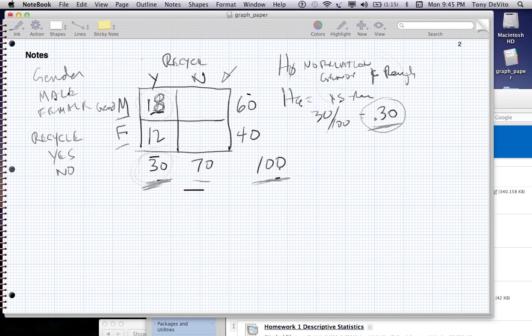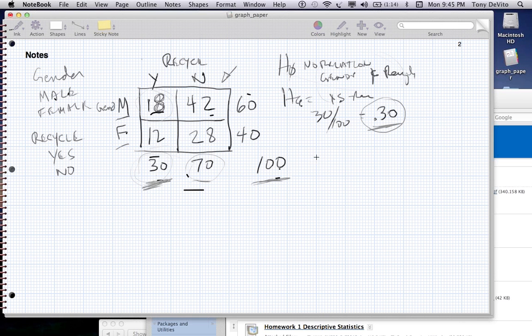Okay, so now if we have 18 males out of 60 that are recyclers, then we know what's going to be this value in here. Since there's 60 males, 18 of them recyclers, the remaining 42 males are not recyclers. And the remaining 28 females are not recyclers. And sure enough, if we add this together, we get the total of 70 people that don't recycle. Okay, so I just completed the table.